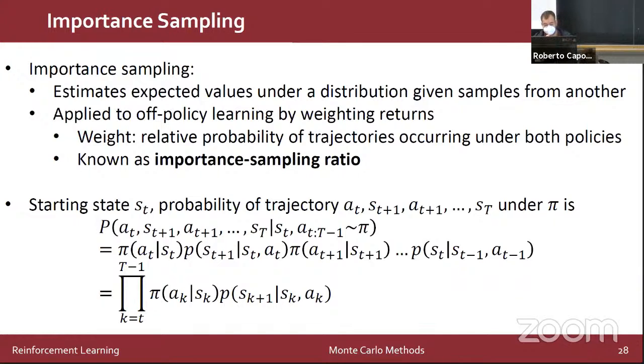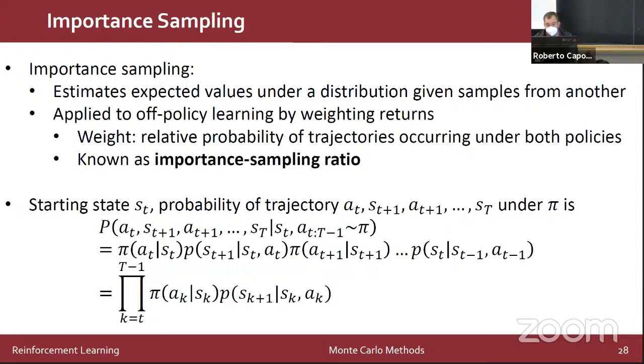So one way to basically assign some information collected by b to pi is by using importance sampling. So this is basically telling us how important is the information that b has collected to pi.